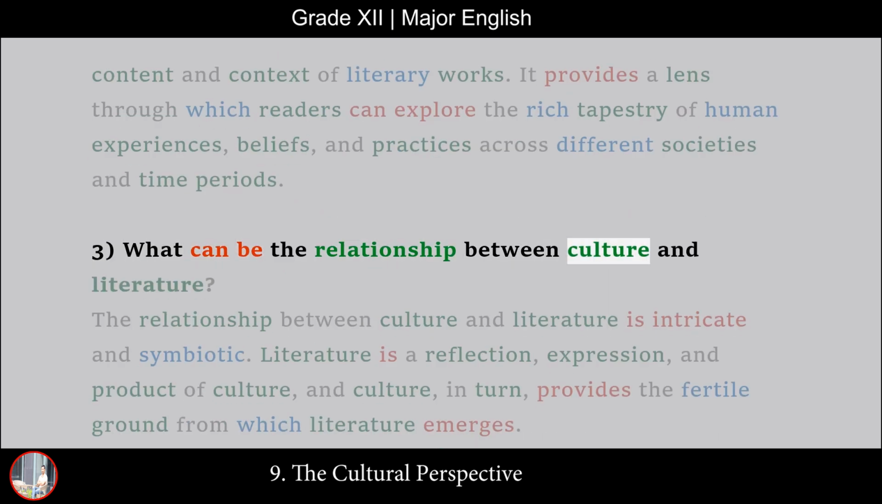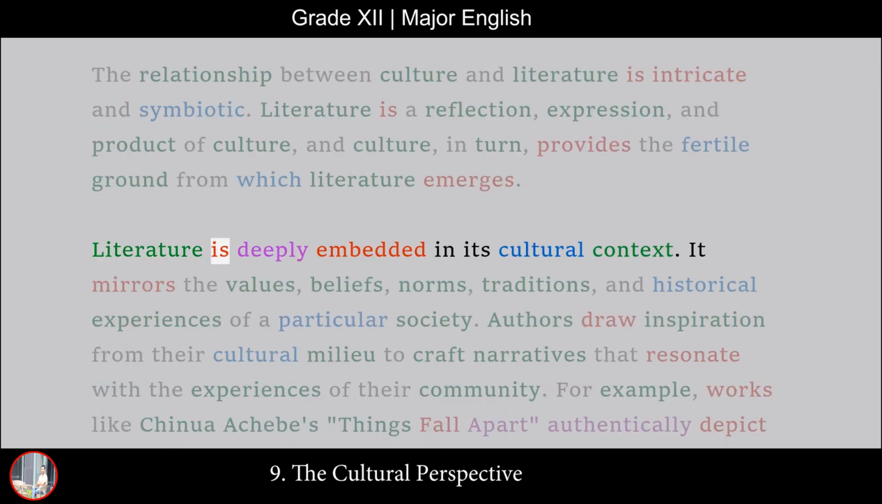3. What can be the relationship between culture and literature? The relationship between culture and literature is intricate and symbiotic. Literature is a reflection, expression, and product of culture, and culture, in turn, provides the fertile ground from which literature emerges. Literature is deeply embedded in its cultural context. It mirrors the values, beliefs, norms, traditions, and historical experiences of a particular society.